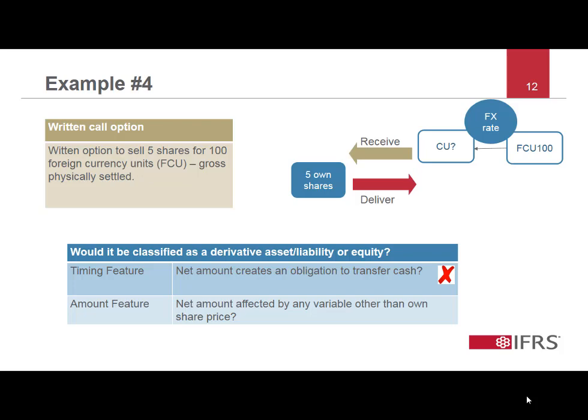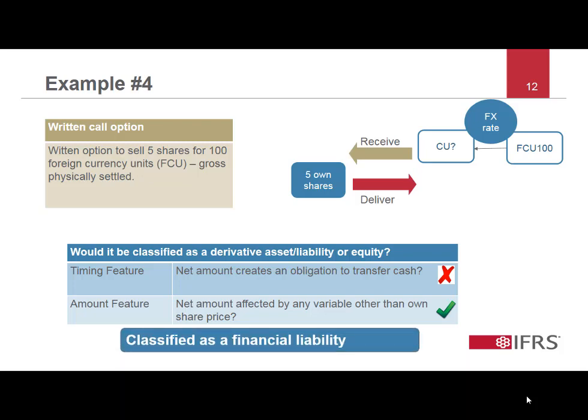Question number 2, whether the net amount is affected by any independent variable. The answer is yes, because a foreign currency exchange rate affects the net amount of the derivative, and that rate changes independently of the entity's available economic resources. Applying the board's preferred approach, all derivatives with the net amount affected by a foreign currency variable are classified as a derivative asset or liability.